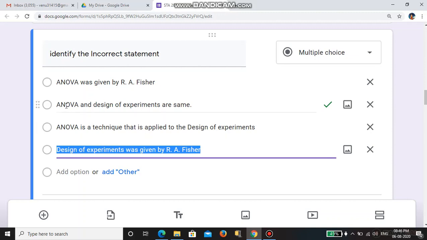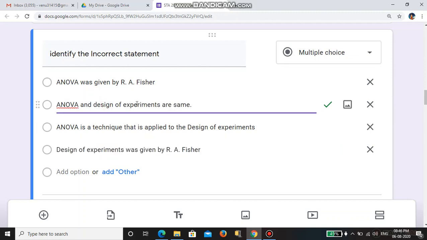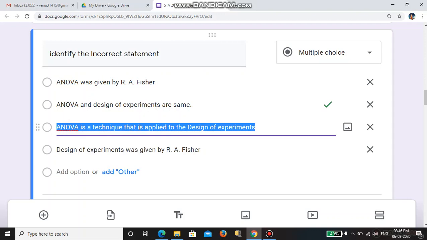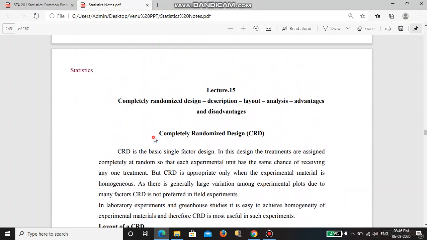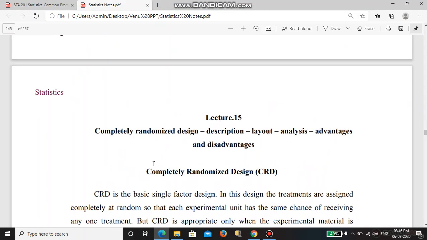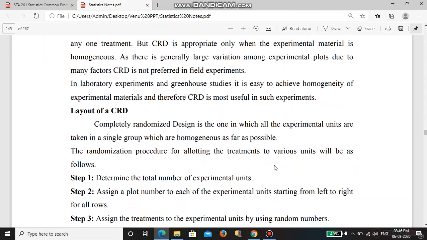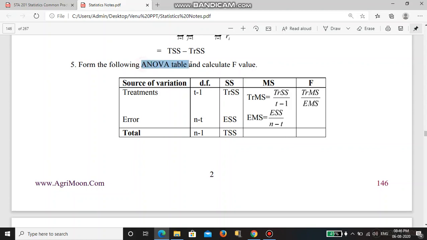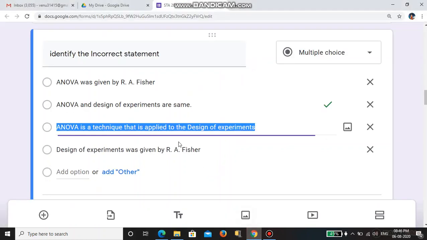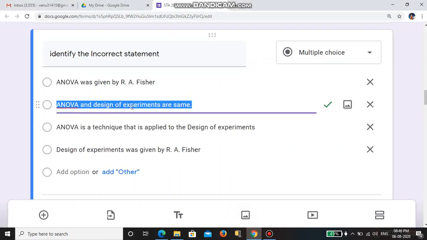ANOVA and design of experiments are the same. It is false, because ANOVA is a technique we apply in the design of experiments. See here, we can see the CRD design, completely randomized design. In this design we are using ANOVA. So ANOVA and design of experiments are not the same, so it is false.